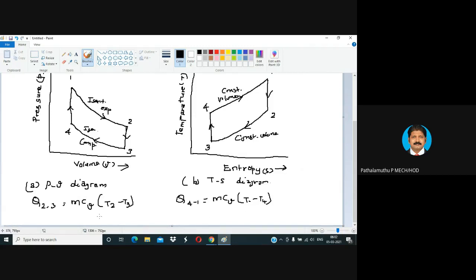Now work done equal to heat absorbed minus heat rejected. So work done equal to heat absorbed Q4 to 1 minus heat rejected Q2 to 3. So mCV into T1 minus T4 minus mCV into T2 minus T3. The efficiency eta equal to work done divided by heat absorbed.